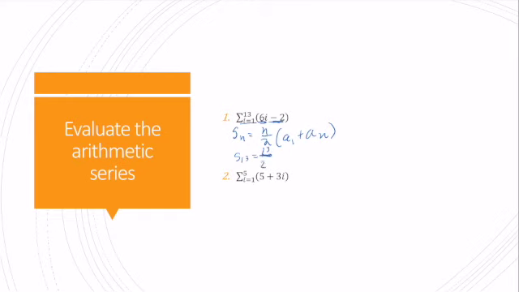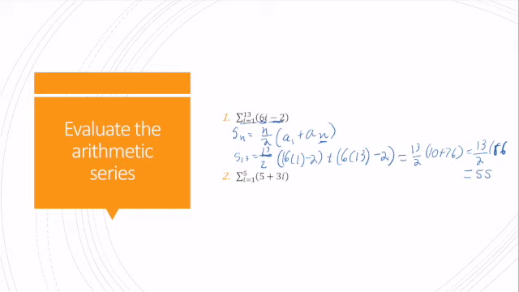Well, a1 is going to be when i equals 1. So I'm going to have 13 halves times 6 times 1 minus 2, and I'm going to add that to 6 times n, which in this case is 13 minus 2. Okay? This gives me 13 over 2 times 10 plus 76. That gives me 13 over 2 times 86. So I have 559.